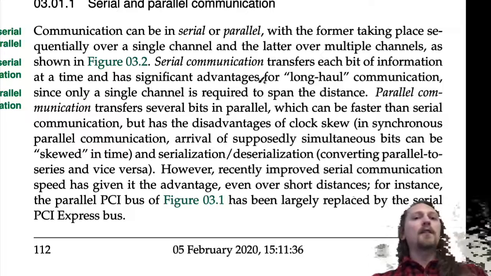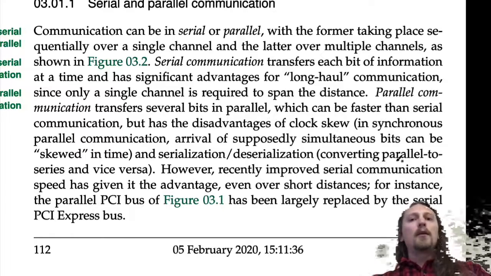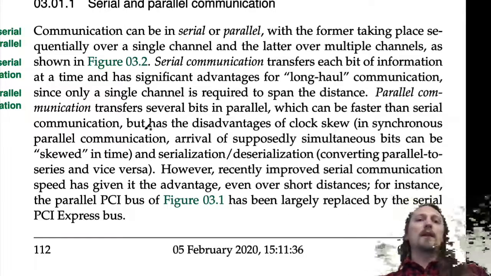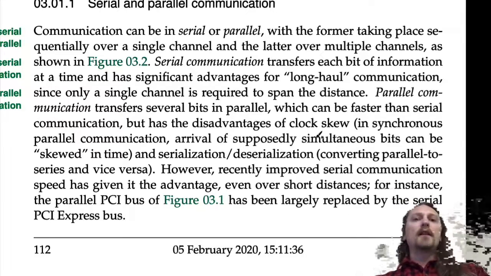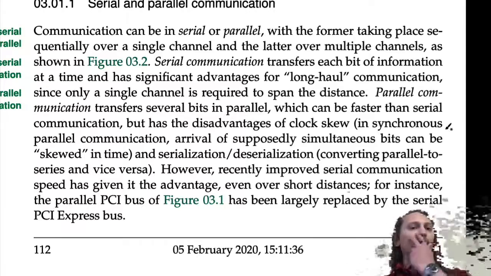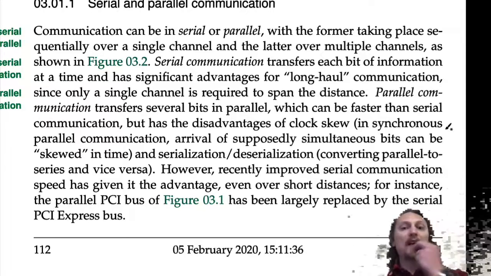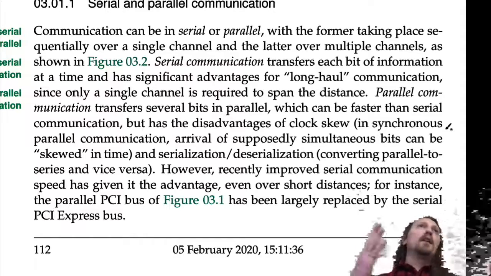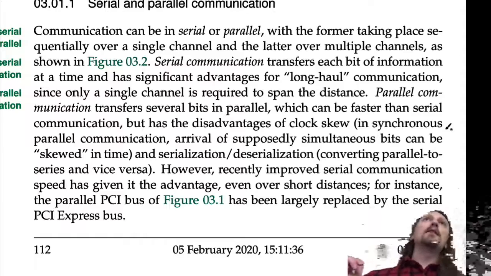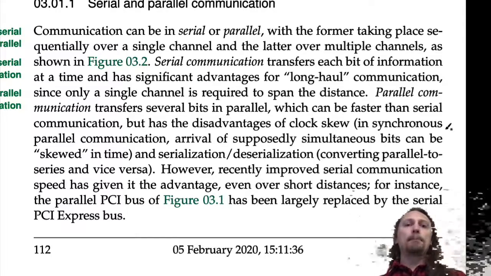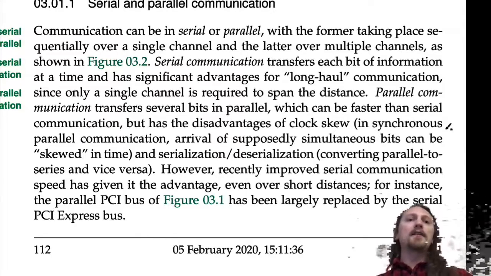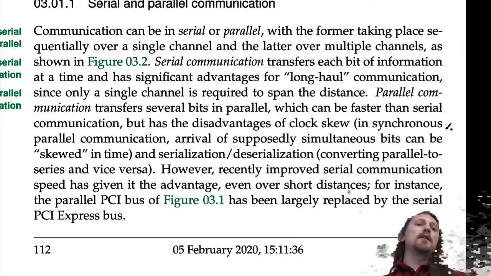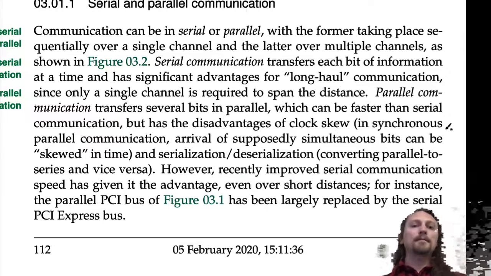Parallel communication transfers several bits in parallel, which can be faster than serial communication because you've got multiple going at the same time, but has the disadvantage of clock skew. In synchronous parallel communication, arrival of supposedly simultaneous bits can be skewed in time. That can happen even if the lengths of the wires are slightly different. Okay, and serialization, deserialization: converting parallel to serial and vice versa.